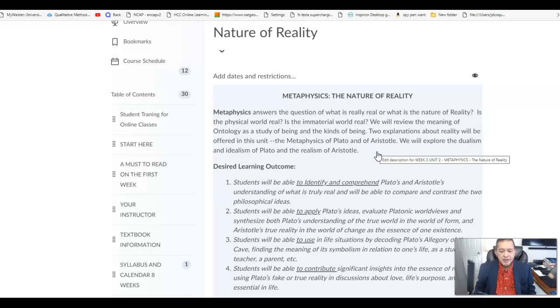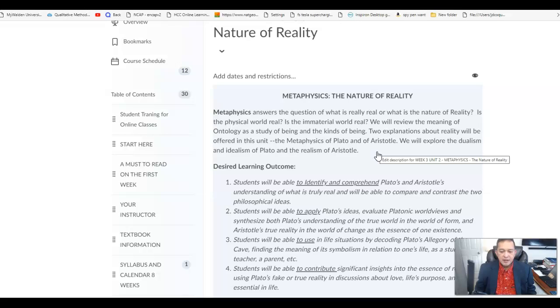Now, what is demanded of us to learn? So we try to identify and understand Plato and Aristotle's understanding of reality. So that is the first learning outcome that we try to get into. And also, we try to investigate Plato's ideas and evaluate this Platonic worldview. And then we will apply it to how we have this worldview as well in our lives.